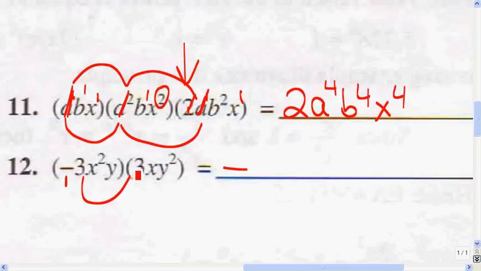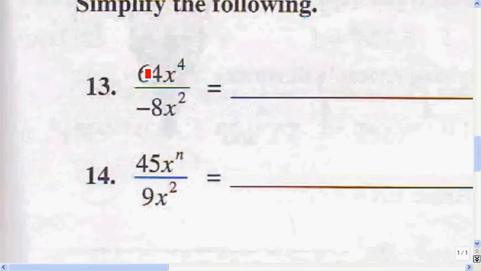Here we have 1 negative, so that's an odd number, so our answer is negative. We do the numbers, 3 times 3 is 9. Then x squared times x, we add the exponents, so that's going to give us x to the third. And then here it's y to the first and y to the second, so that's y to the third.